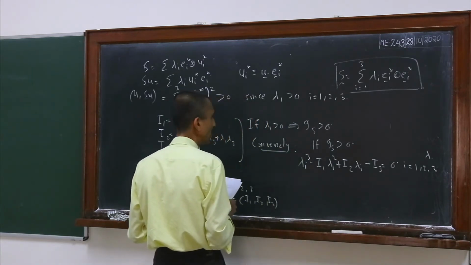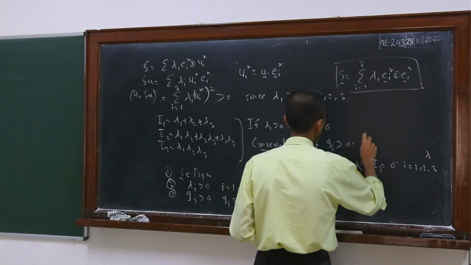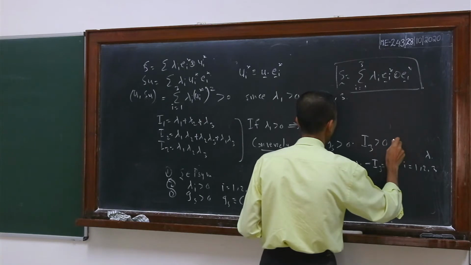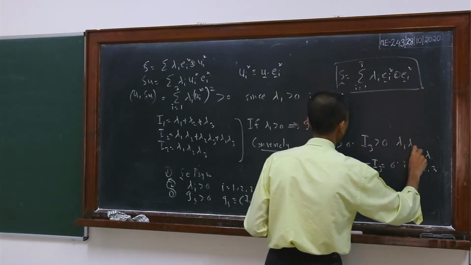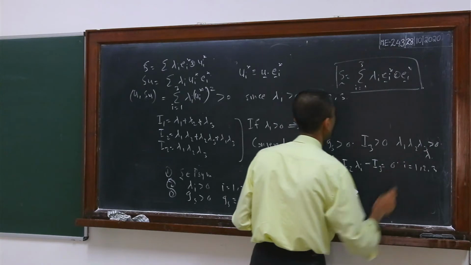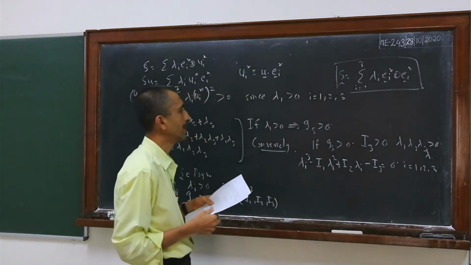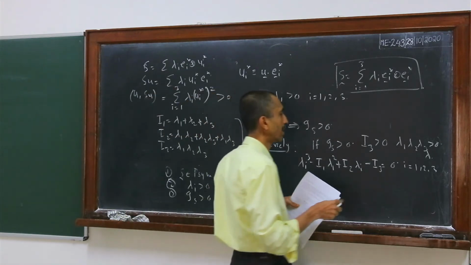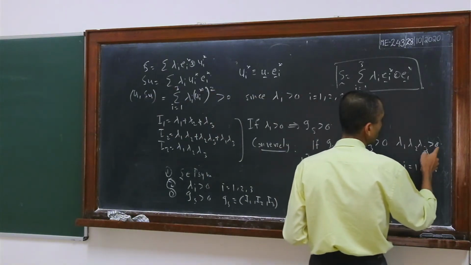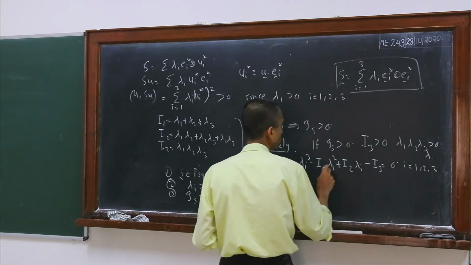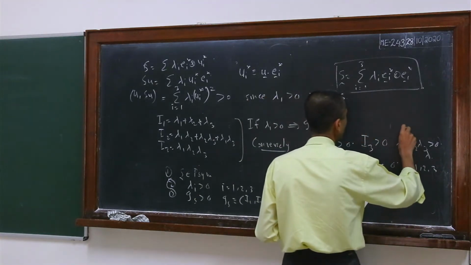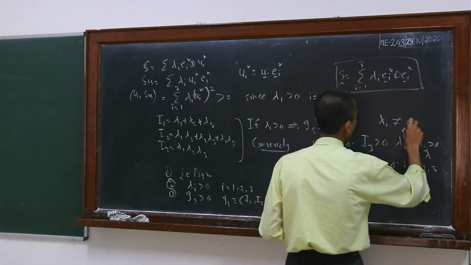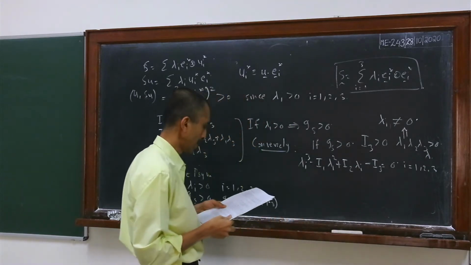Now, since all the principal invariants are positive, your I3 is also greater than 0, and so you have that lambda 1, lambda 2, lambda 3 is greater than 0, correct? So we now know that basically it cannot be 0, because if any of the eigenvalues is 0, then this will get violated, right? So from this, this implies that lambda I is not equal to 0, correct?